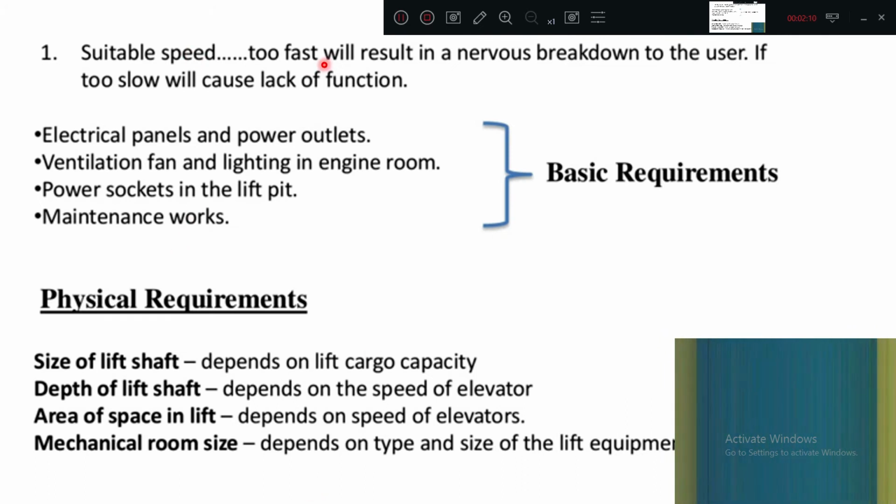Suitable speed: too fast will result in nervous breakdown to the user, it will create some panic. If too slow, it will cause a lack of function. If you want to go fast for urgent work, then slow moving lifts are not at all suitable.